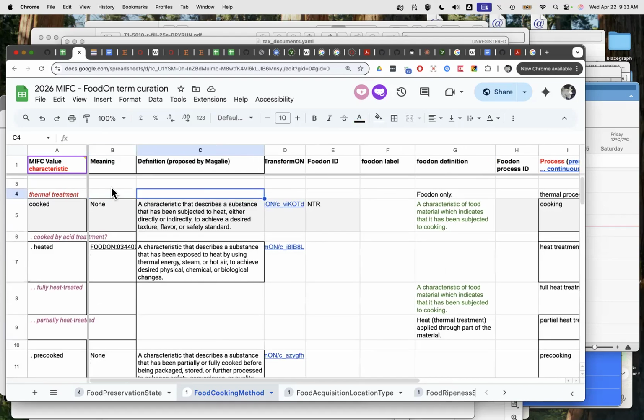Is heated necessarily cooked? That has been supplied heat to achieve a desired... I don't know if that's always true. Like for heated, it doesn't have to be cooked. Yes, you're right. Okay. So that's why I had them separate in my FC as different things. Okay.